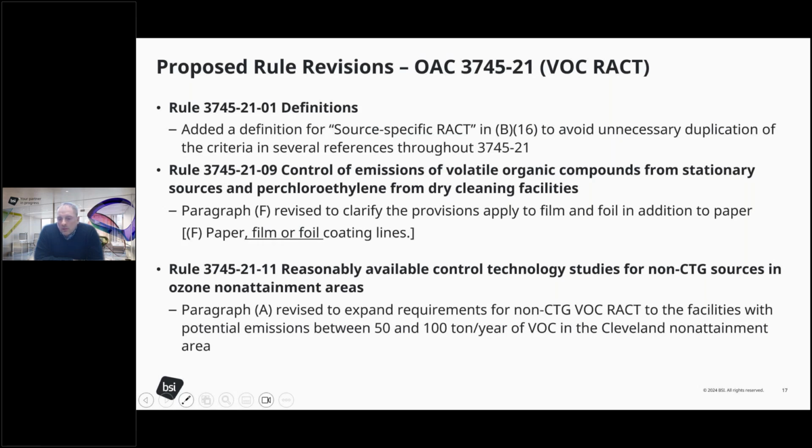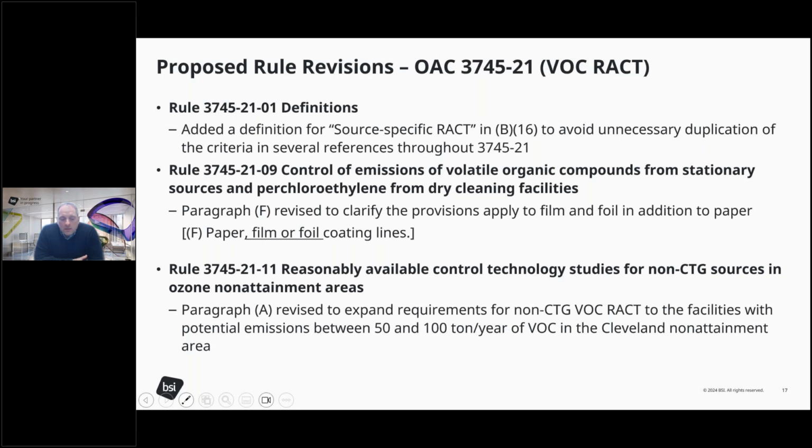Another clarification change is in paragraph F of 2109, which is being revised to clarify the provisions of the section apply to film and foil in addition to paper. Ohio EPA is making this change just again for clarification. This change shouldn't impact any sources, as the CTG, the guidelines for the source category, has always applied to paper, film, and foil coating. So again, this is just a consistency clarification change.